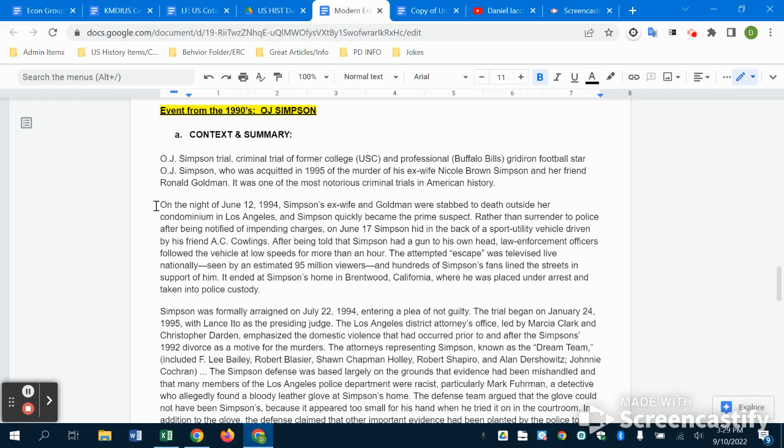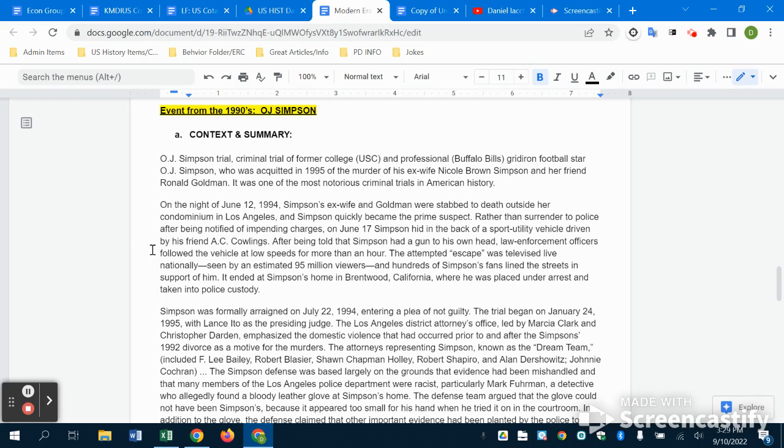Rather than surrender to police after being notified of impending charges, on June 17th, Simpson hid in the back of a sports utility vehicle driven by his friend A.C. Cowlings. After being told that Simpson had a gun to his own head, the law enforcement officers followed the vehicle at low speeds for more than an hour.